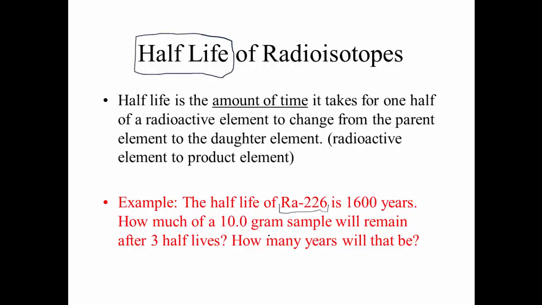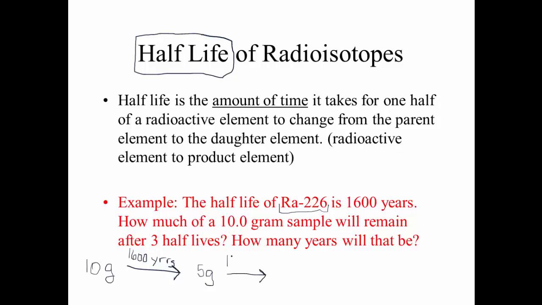So how much of a 10-gram sample will remain after 3 half-lives? What that means, I'm going to draw a really not fancy diagram here. If you start with 10 grams of radium, and I'm going to draw an arrow that's just called 1600 years. If you wait that long, half of it is going to be left over. That's the definition of half-life. So 1600 years is one half-life, and how much would be left? Half of it. So 5 grams would be left over. That's after one half-life.